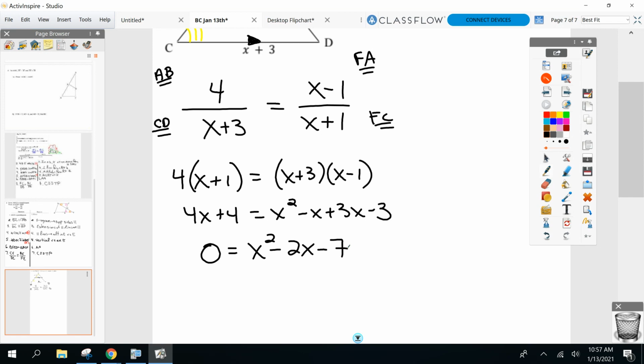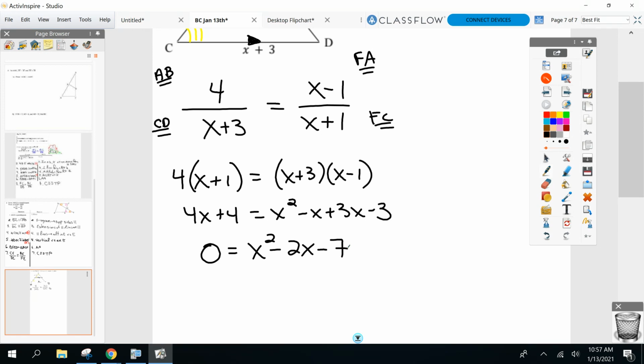All right, you guys have options, right? Factor or quadratic formula. But here's the problem. You guys try to factor this. I don't think you're going to come up with any numbers that multiply to -7 but add to -2, are you? I don't think so. There are no numbers that multiply to -7 and add to -2. So I'm going to be forced to use quadratic formula here.